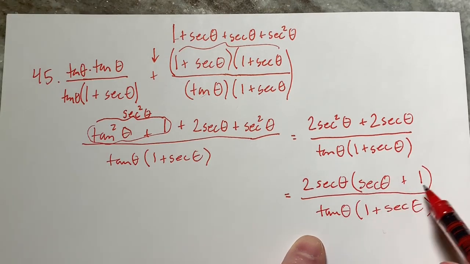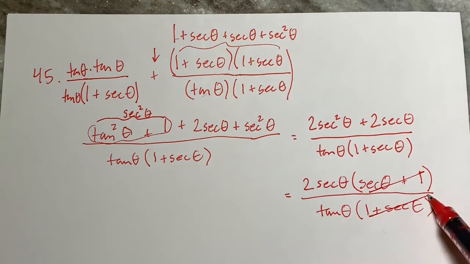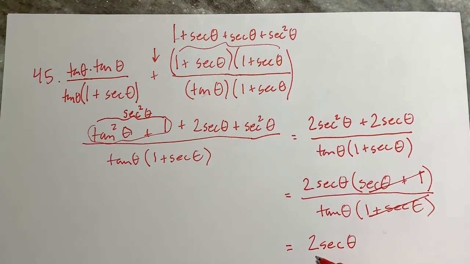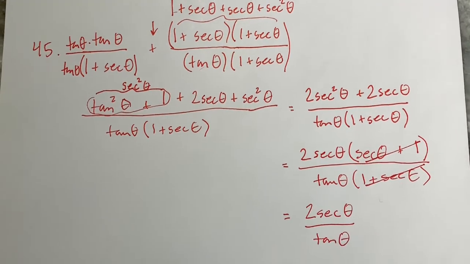I end up with a match here and here. I know they're in a different order, but it's the same thing. So that cancels, and now I'm almost home free. I have 2 secant theta over a tangent. And at this point, couldn't I maybe change everything to sines and cosines? Let's check it out.